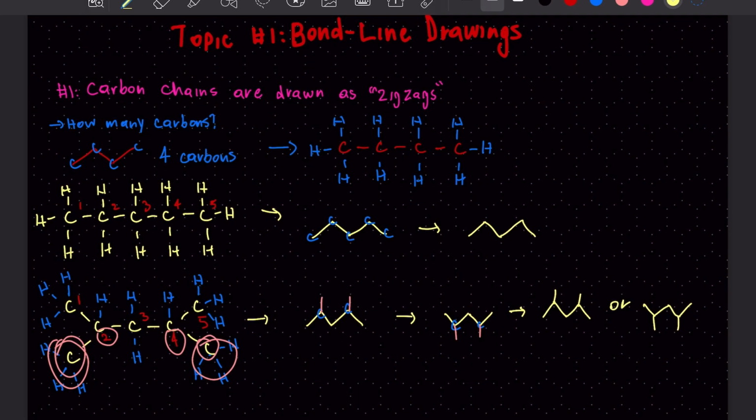Again, it does not matter which way you draw it, as long as you have the correct number of carbons attached to the correct number of substituents. And that will be it for rule number 1.